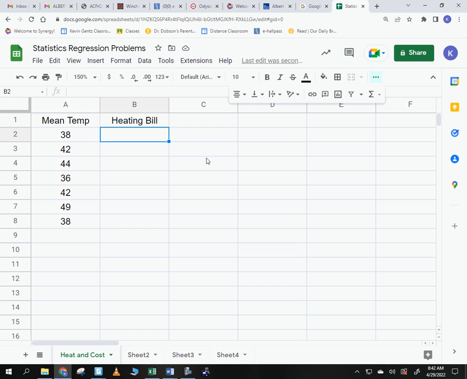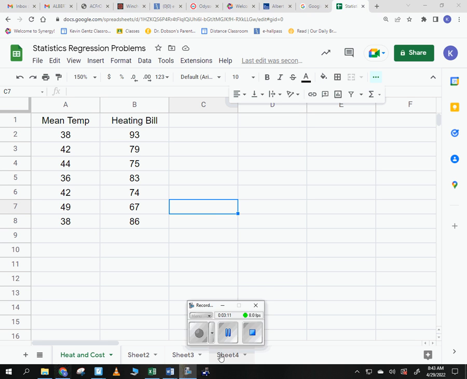Aiden, would you be so kind to read off the Y values as well? 93, 79, 75, 83, 74, 67, 86. So there we have our data. I'm going to pause to make sure everybody is caught up with entering the data.